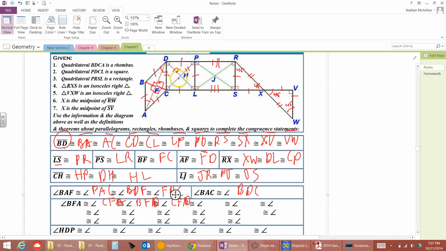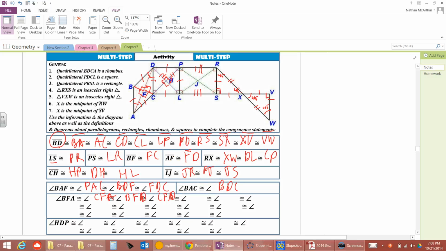On a square, these are also 90. So there's another 4 we could name. The outside angles here are all 90. This one's 90, and this one's 90. So that's 1, 2, 3, 4, 5, 6, 7, 8, 9, 10, 11, 12, 13, 14, 15, 16, 17, 18 total right angles in this diagram. How cool is that?